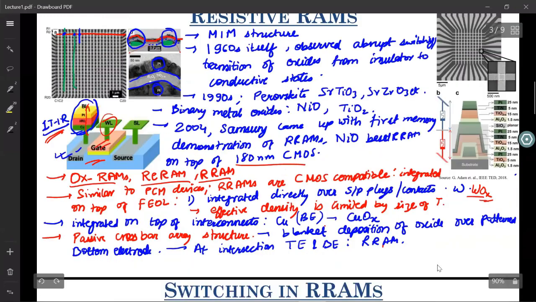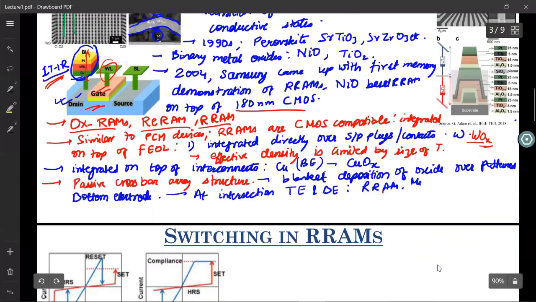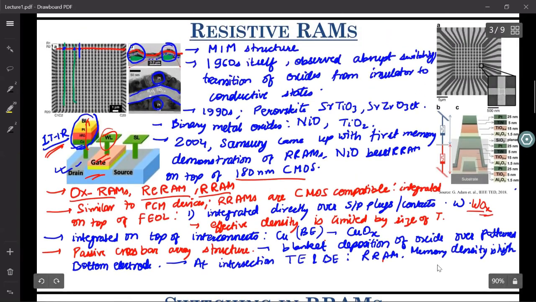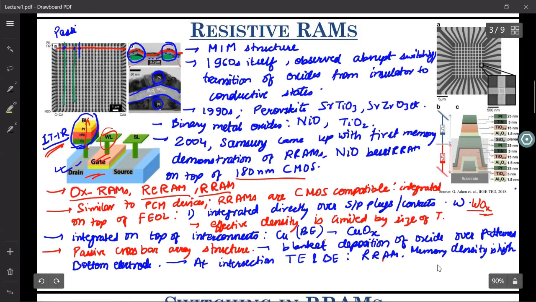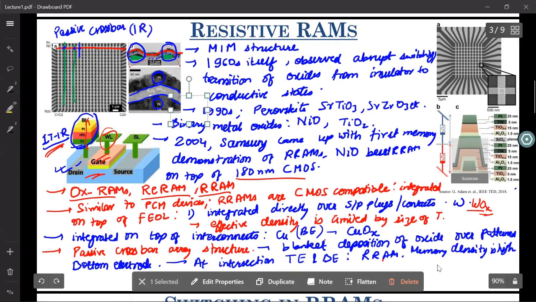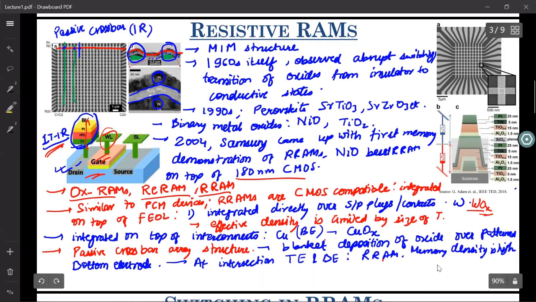So here the memory density is high. Why is it high? Because here it's the size of the RRAM device which is the actual size of the memory element, unlike the 1T1R case, where the size of the memory element was the size of the select transistor. So let's call this passive crossbar. It's a passive crossbar, and this is called 1R. Instead of 1T1R, it's only called a 1R structure.